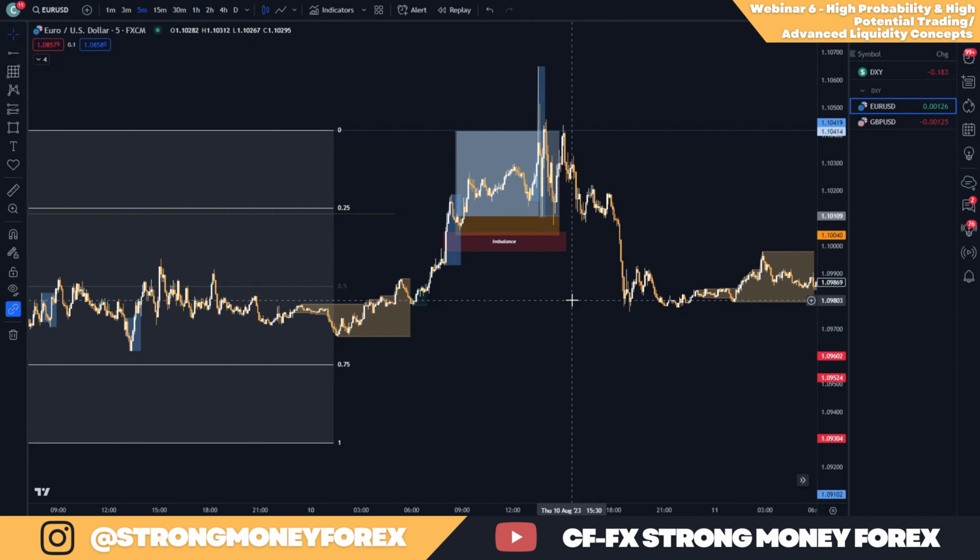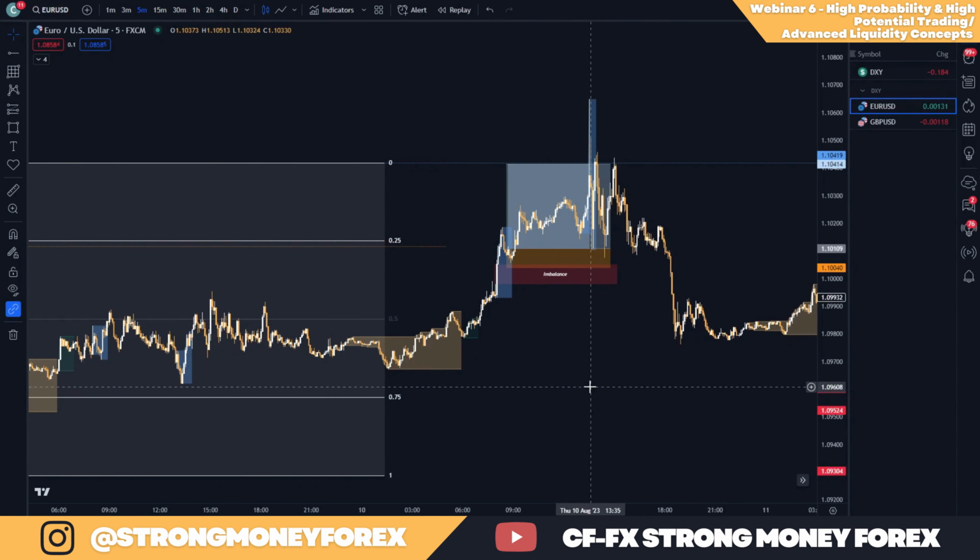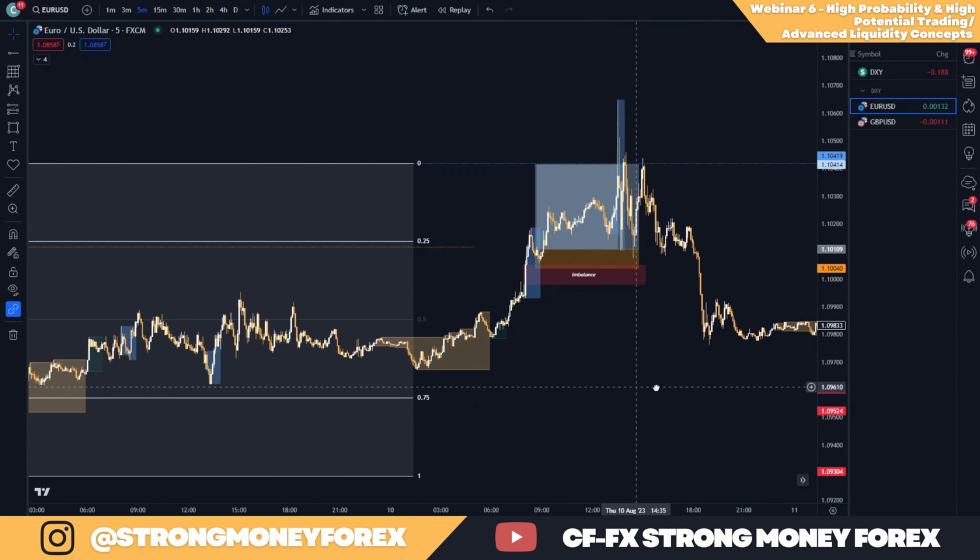We've got more reasons for this market to go to the sell side now than we have for the market to go to the buy side, which makes this a low probability trade, and it also makes it a low potential trade.